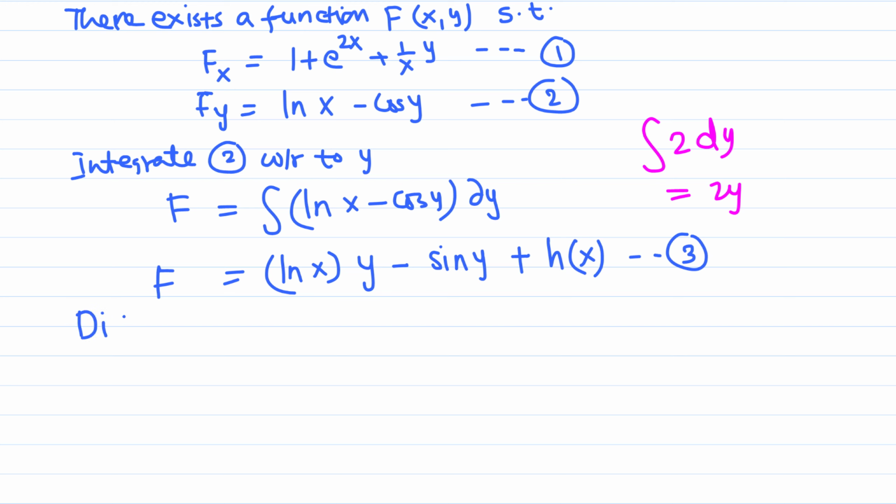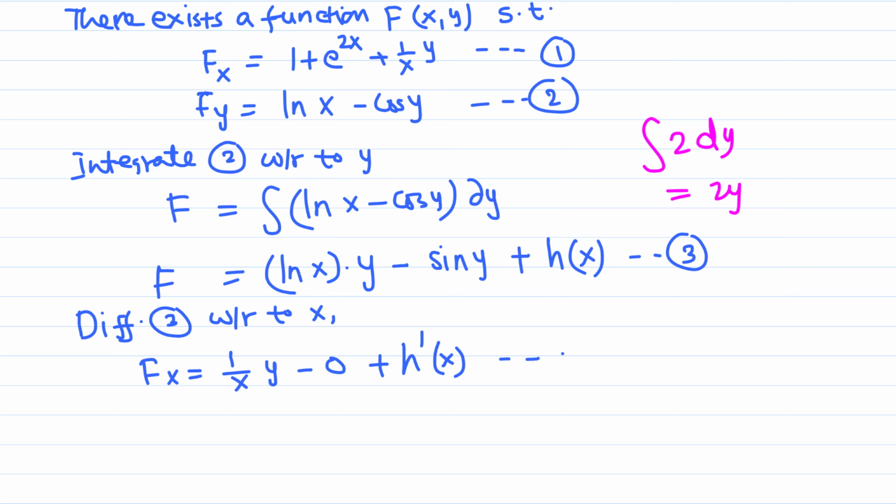So differentiate equation 3 with respect to x so that we can compare with equation 1. This will be F_x, the partial with respect to x. This y is constant in this case. So the derivative of natural log of x is 1 over x, and y is constant, minus the derivative of sine y, which is 0 with respect to x. So there is no x here. Plus now the derivative of h, which is only a function of a single variable, so a regular derivative. That's equation 4. Now let's compare 1 and 4.